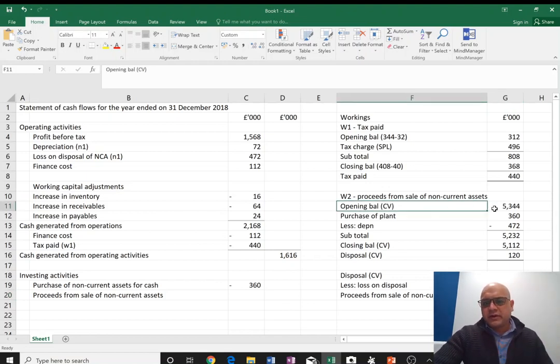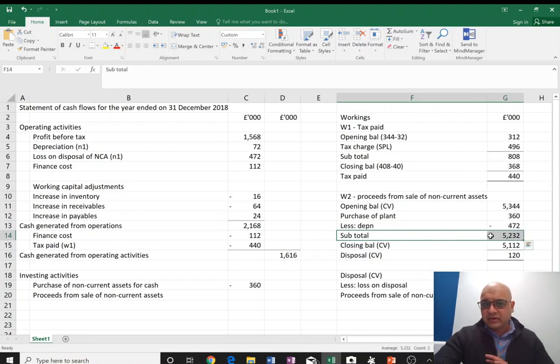So we start with the opening balance at the carrying value of the asset, and then make the adjustments with all the items that affected the non-current asset account, or PPE account, in the year. We purchased the plant, which we added. We had a depreciation charge that we deducted. That's how we found the subtotal.